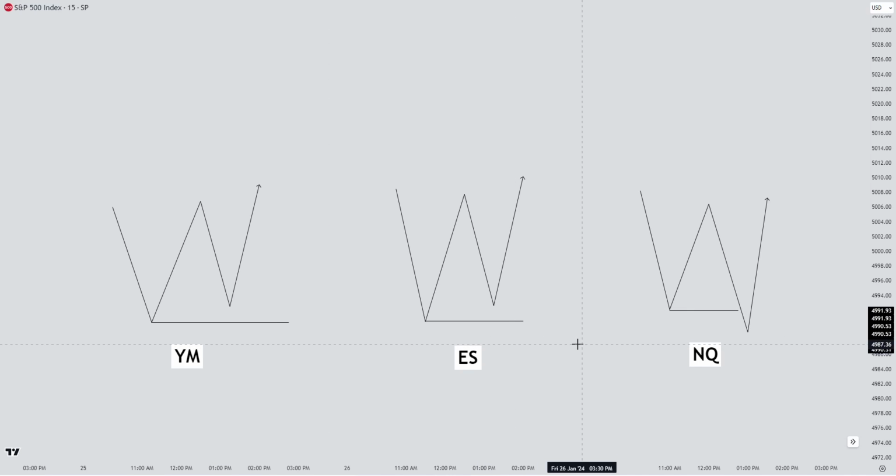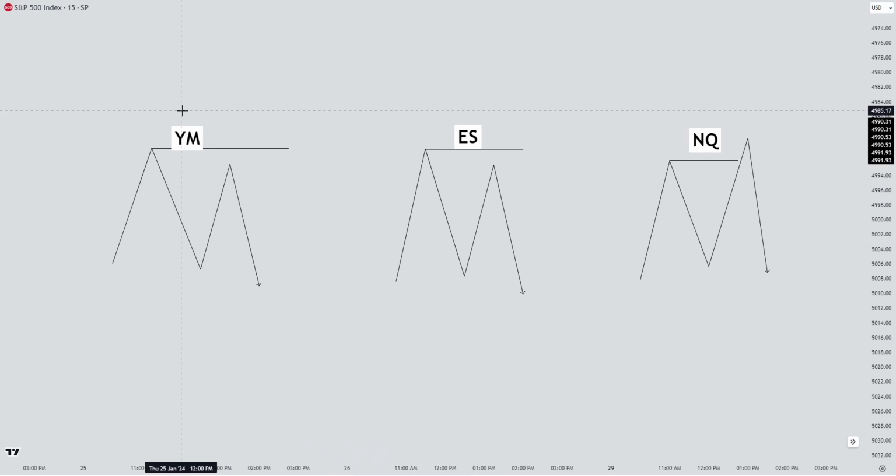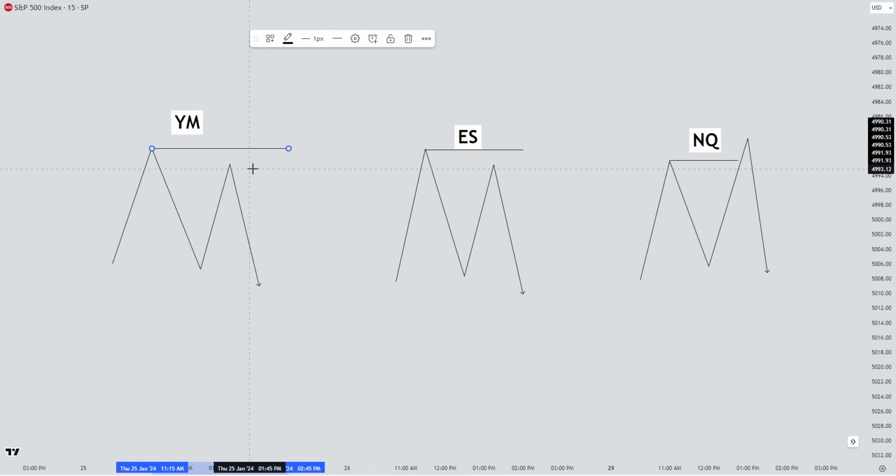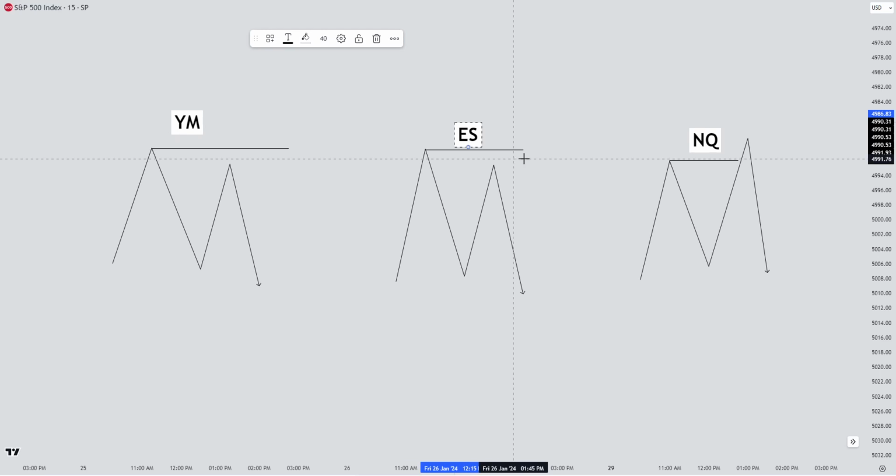If you wanted to flip it, I could do Alt-I and show you what that looks like. YM makes a lower high, ES makes a lower high, NQ makes a higher high. This is bearish SMT divergence. It is when one out of the three sees a cracking correlation, okay?